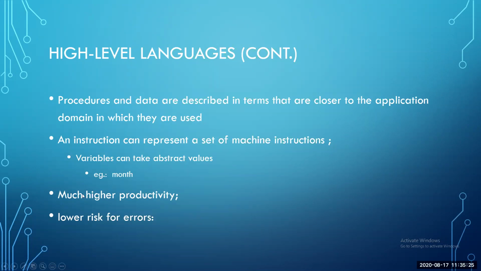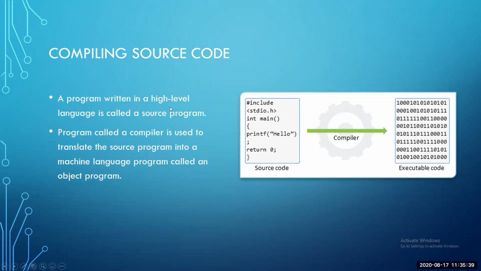All right, so I kind of talked about this, but much higher productivity, lower risk for errors because you don't have to know specific hardware instructions to run your code. And like I was saying earlier, there's a compiler. This right here is C++ code. So we write our C++ code, we compile it into executable code, and this is what the machine reads. Like I was saying, everything you do on your computer, when it's compiled, is broken down into ones and zeros, and that's what the computer reads. And it converts it to what we see on our screens. It's really quite amazing.